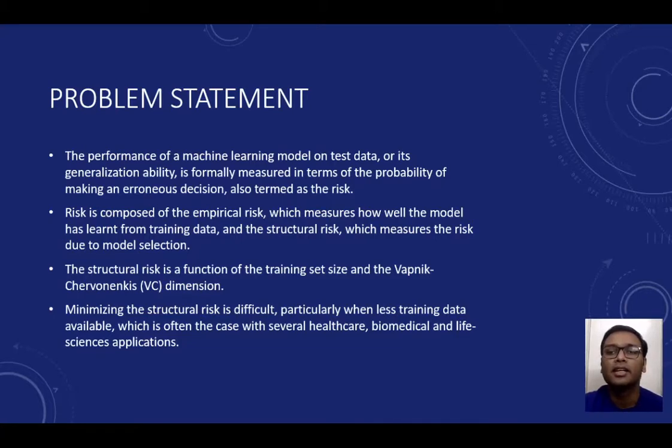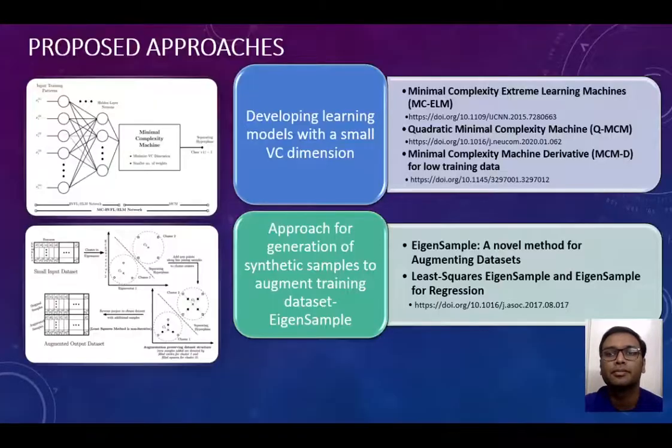In cases where the data available for training is low, which is common in medical, healthcare, and life sciences applications, structural risk minimization becomes important to develop low complexity models that generalize well. This thesis focuses on approaches to minimize structural risk by developing approaches to minimize the VC dimension.